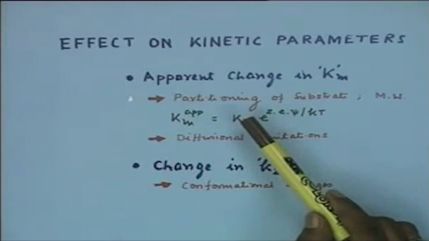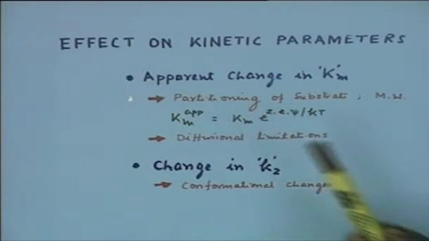site, as we saw in the substrate profile of the immobilized enzyme particle, that in the bulk phase and in the immobilized carrier particle there will be a substrate gradient, and depending on the chemical nature that will undergo change. This Km apparent can also be related to Km of the native enzyme by the exponential function e to the power z e psi over kT, where z is the number of charges.